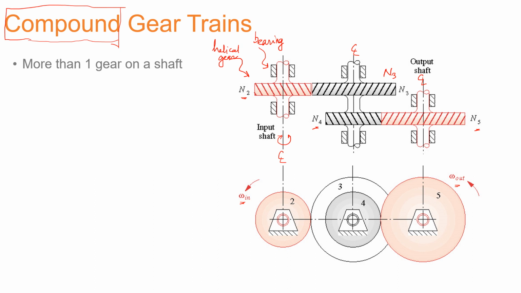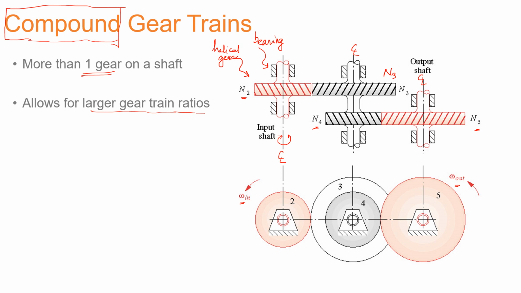Now, obviously, these are the features associated with it. You are going to have more than one gear mounted on a shaft, and it allows for larger gear train ratios. And that's the benefit. That was the question that we raised in the previous slide, and that's exactly the answer this compound gear train offers as a unique way of assembling these gears together.